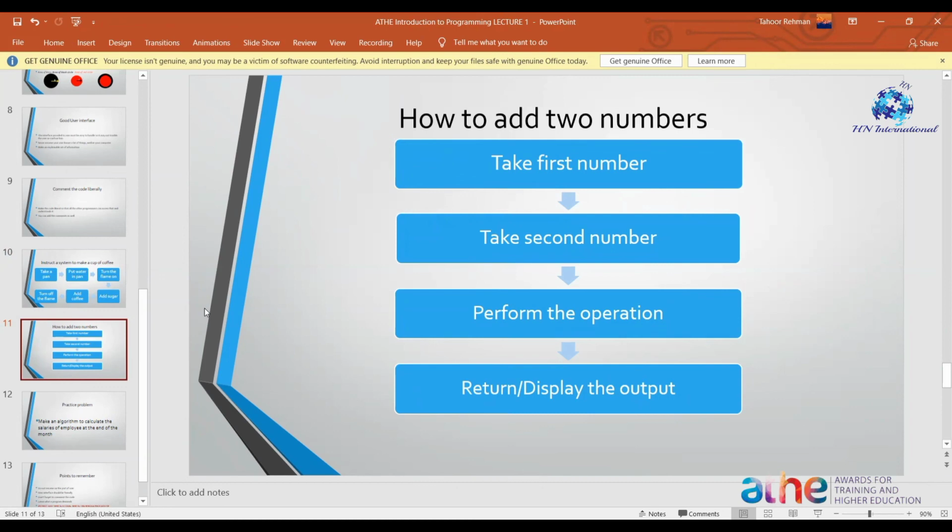The same goes for a calculator, when you are making a calculator and writing a program for it. What do you do when you are using a calculator? You enter a number, then a second number, and then you perform the operation, like addition, subtraction, multiplication, or division. And the output is displayed on your screen after that.